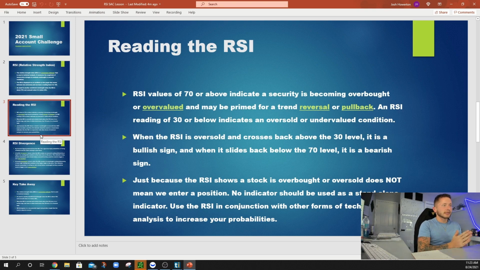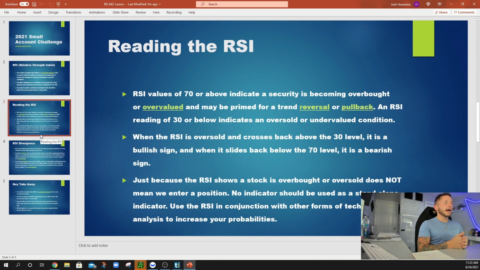Just because, this is the most important part of this lesson, so make sure you take the note, make sure you listen to this. Just because the RSI shows a stock is overbought or oversold does not mean we enter the position. No indicator should be used as a standalone indicator. Basically using it by itself to make entries to get out. The RSI is not a standalone indicator.